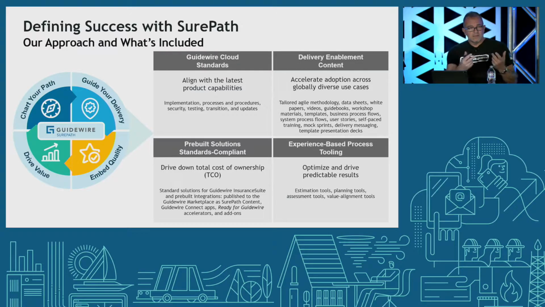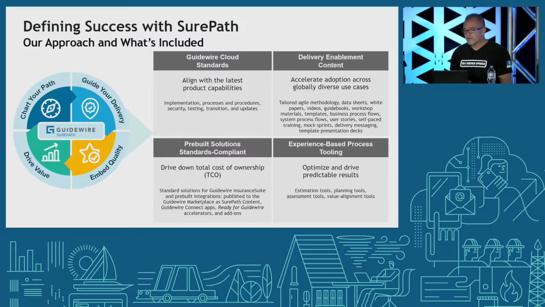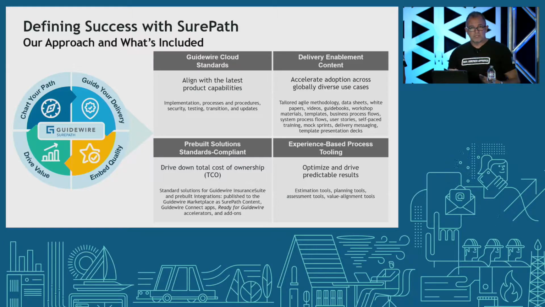So a lot of the things you've heard so far in the conference around microbop and UBI solutions, they all follow this SurePath approach, right? Talking about solutions, SurePath also includes pre-built solutions that are standards compliant. So the solutions, they're published onto Marketplace. You'll see them on Marketplace called things like SurePath content, right?